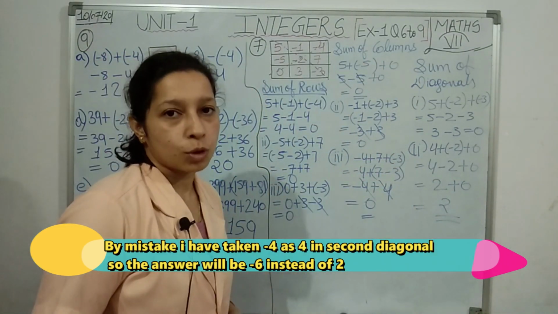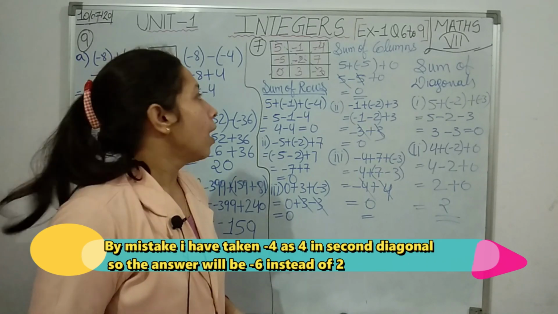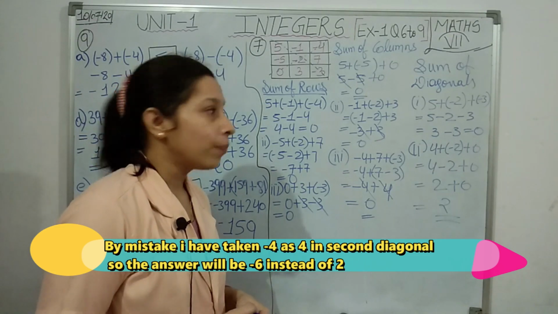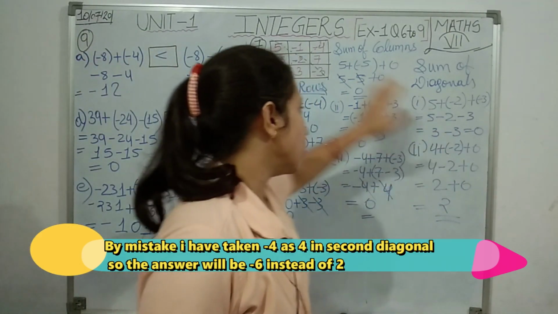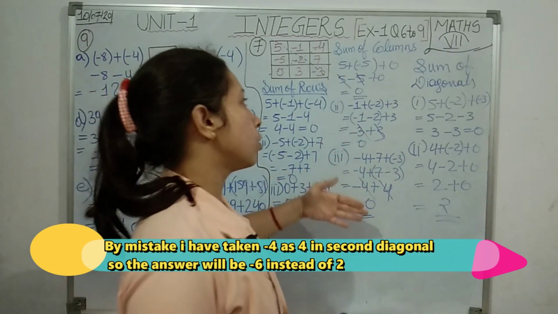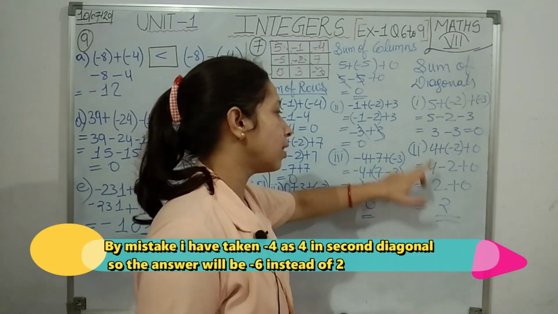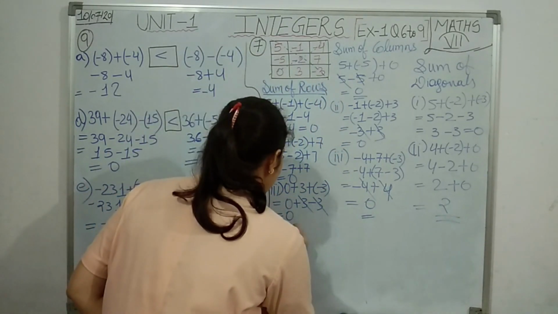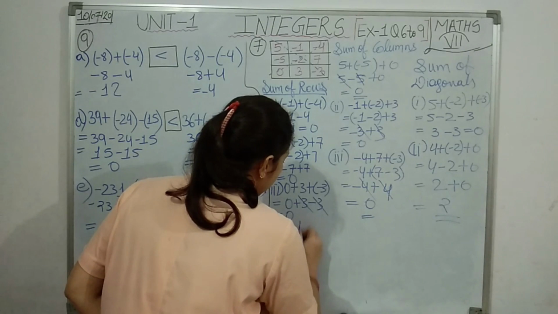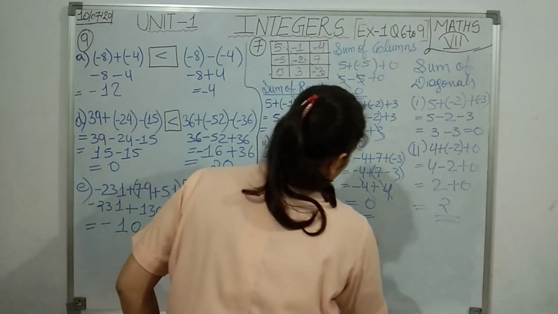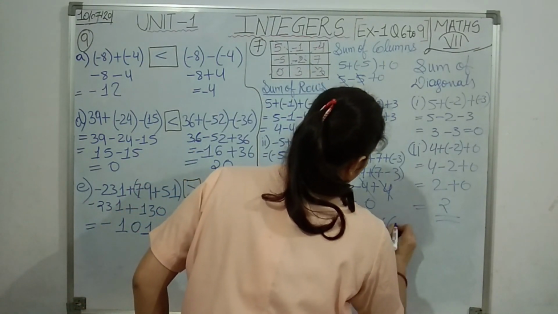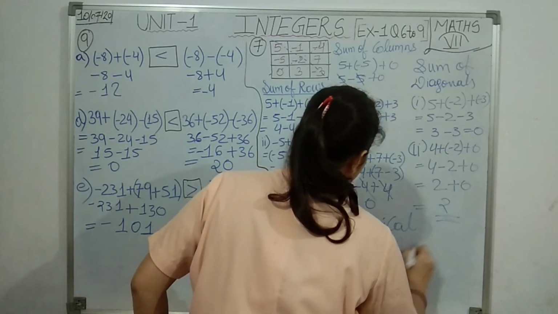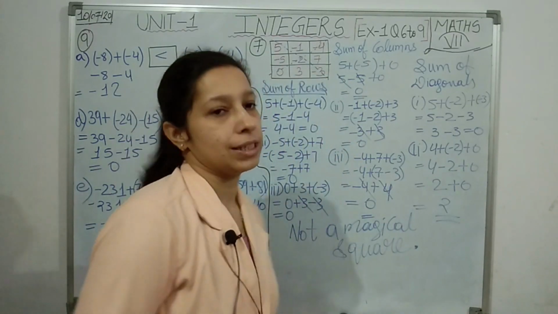Is the given square a magic square, students? Are the sums of rows, columns and diagonals equal? Up to this step it was equal. 0, 0, 0 for rows, 0, 0, 0 for columns. For one diagonal it is 0, but for the second diagonal it is 2. So that's why we can say that the given square is not a magic square. If it has to be a magic square, then the sum of rows, columns and diagonals should be the same. So it is not a magic square.